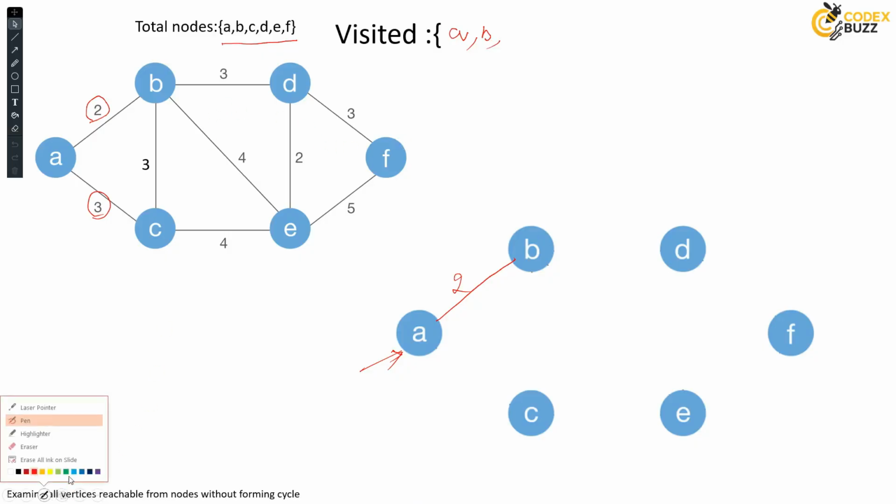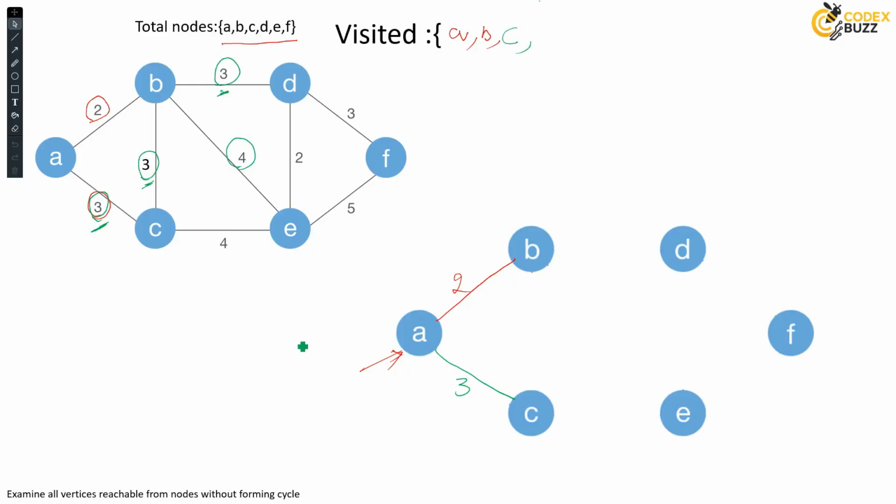So let me change the pen color. Here I have BD, BE, BC and AC. So I have 4 edges, right? If there are multiple edges with the same minimum weight, you can pick any one of them. Here I have 3, here also 3, and here also 3. So multiple edges with the same minimum weight, right? I can pick any one of them. So I am going with AC and marking C as visited.